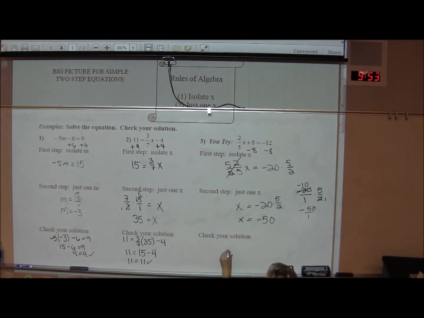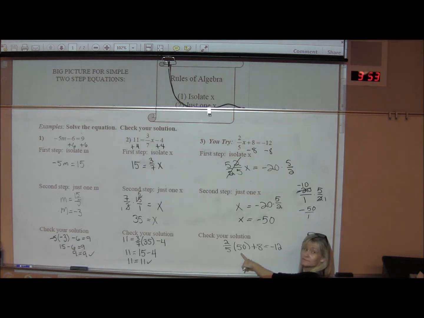So you have 2/5 of negative 50 plus 8 equals negative 12. So what's 1/5 of 50? What's 1/5 of 50? 10. So 2/5 of 50 is 20. Oh, this is a negative 50. Of negative 50 is negative 20 plus 8 equals negative 12. Oh, that works. Negative 12 equals negative 12.